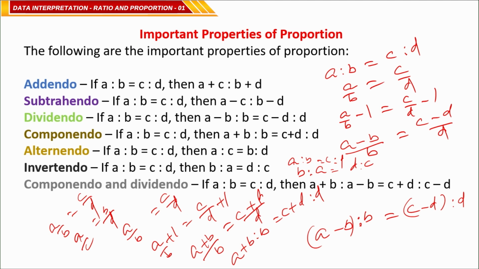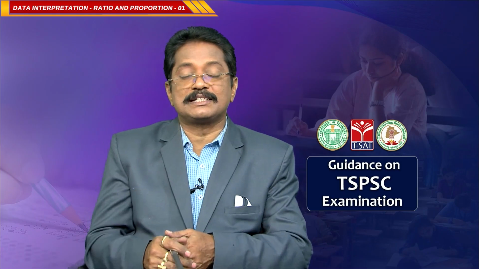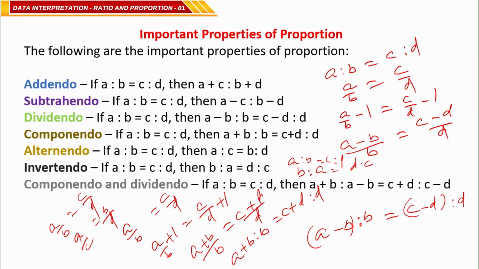Invertendo. Now the last one is a combination of componendo and dividendo: A plus B by A minus B is equal to C plus D by C minus D, meaning A plus B is to A minus B, C plus D is to C minus D. These are the different properties of proportion, so you have to remember them. Dividendo means A is to B is equal to C is to D, then A minus B is to B is equal to C minus D is to D.